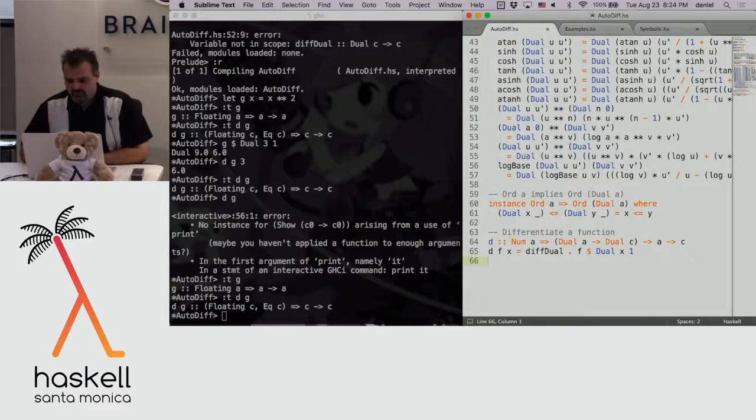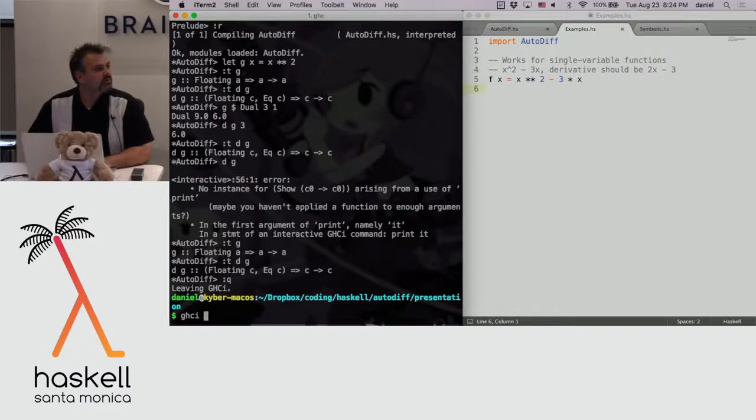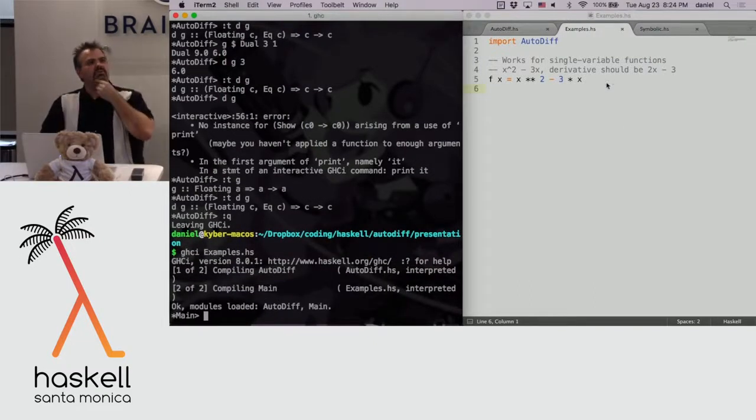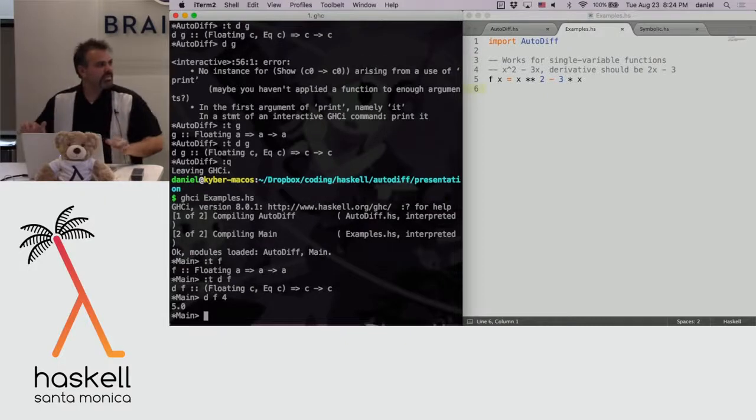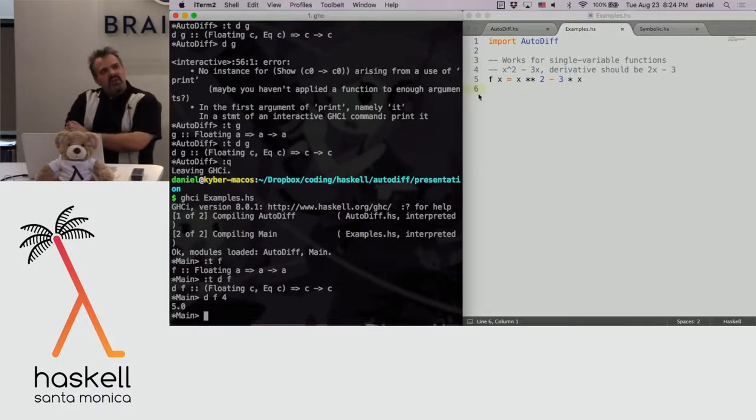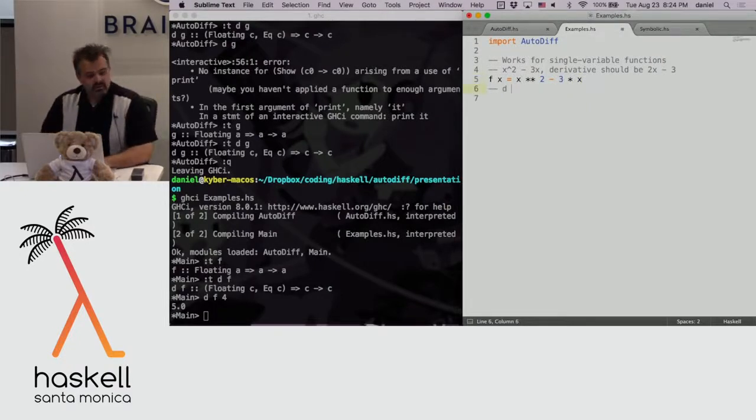Okay, so I have some examples prepped. Our first example is a function. We already saw a couple of functions, and we can take their derivative. So we get the derivative of this function. What is this function? It's x squared minus 3x. If we could get an expression for its derivative, it would be 2 times x minus 3.